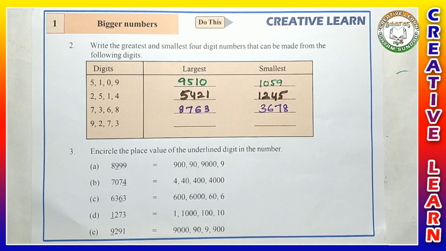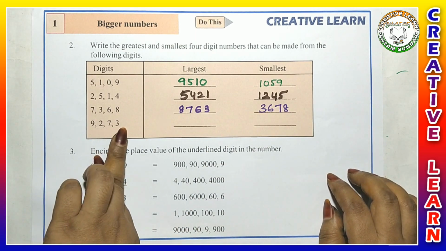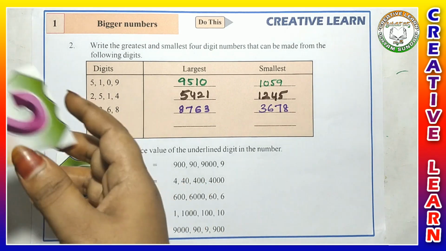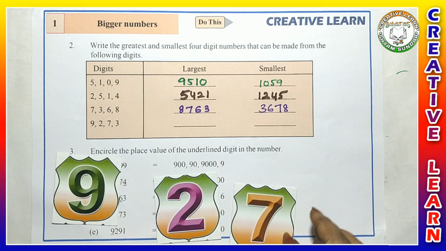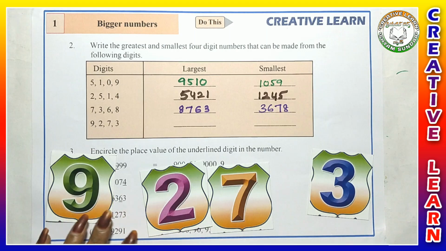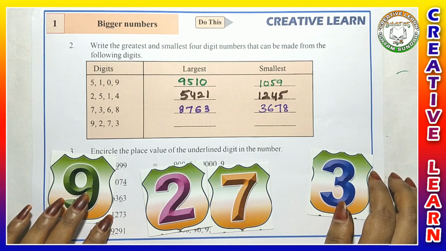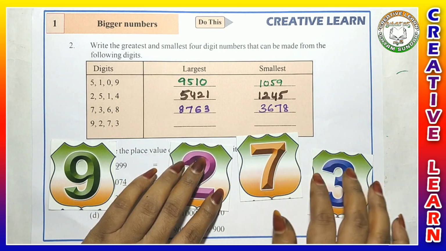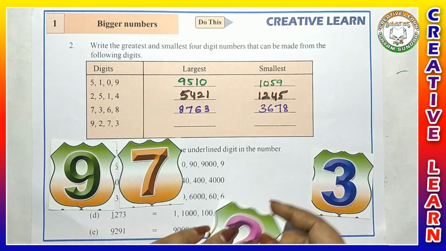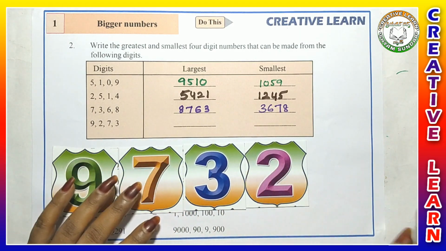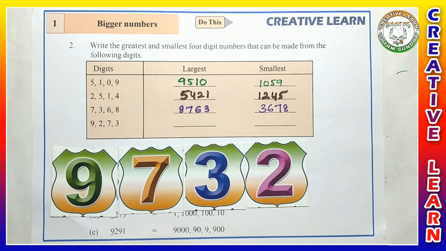Next, 9273. These are the 4 digits. Now we have to form the largest number. So take the big digit in the thousands place. Next, from these 3, which one is the biggest? 7. Next, 3. And the last 2. So what is the number name? 9732. Let's write here: 9732.